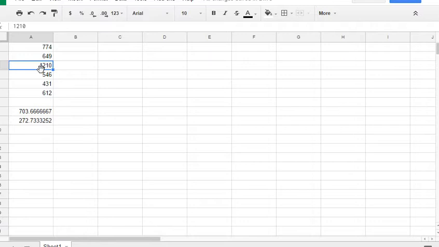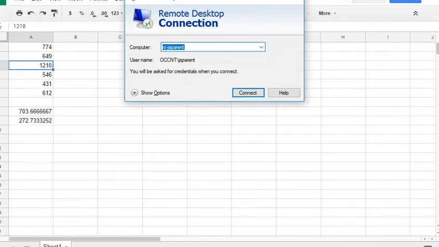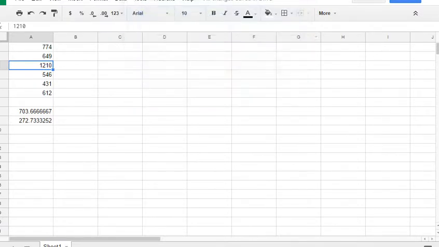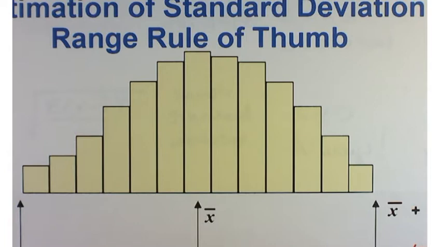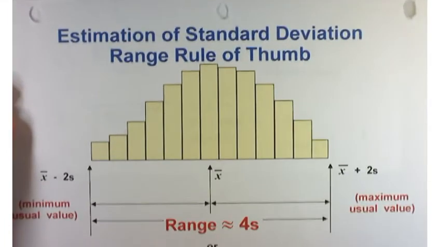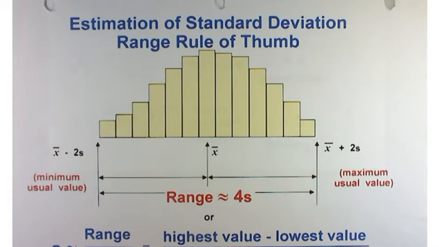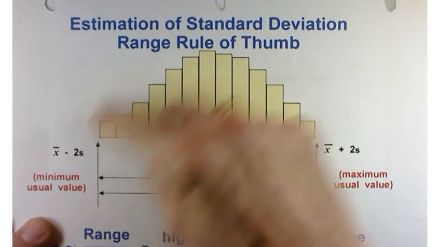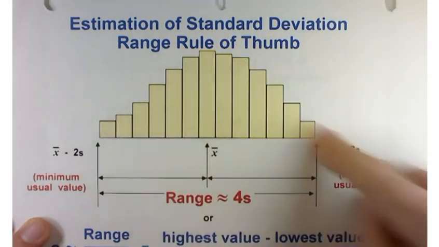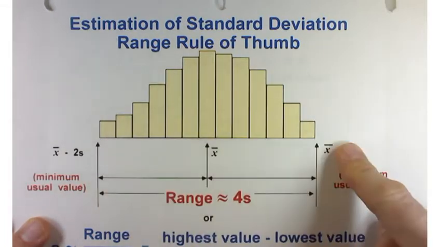Let's talk about something called the range rule of thumb. Oops. Not what I wanted. There. This shape of a data set, of a histogram, should look familiar. What did I call this shape the other day? Yeah, bell curve. Has a normal look to it.